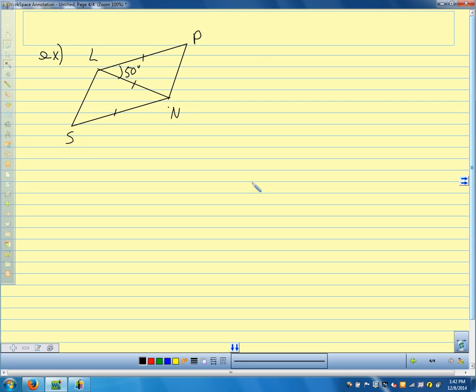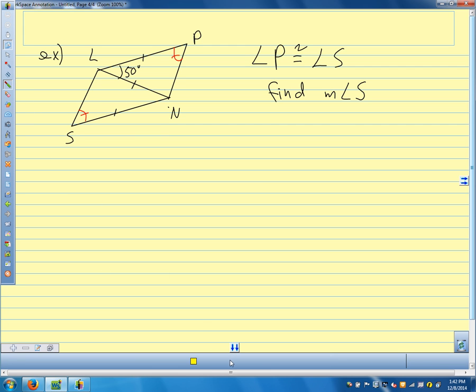All right, let's say we know that angle P is congruent to angle S, and we want to find the measure of angle S. So let's mark what we know here. Angle P is congruent to angle S. And we need to figure out some information. Let me highlight the triangle that we have the most information about. Let's look at this triangle.